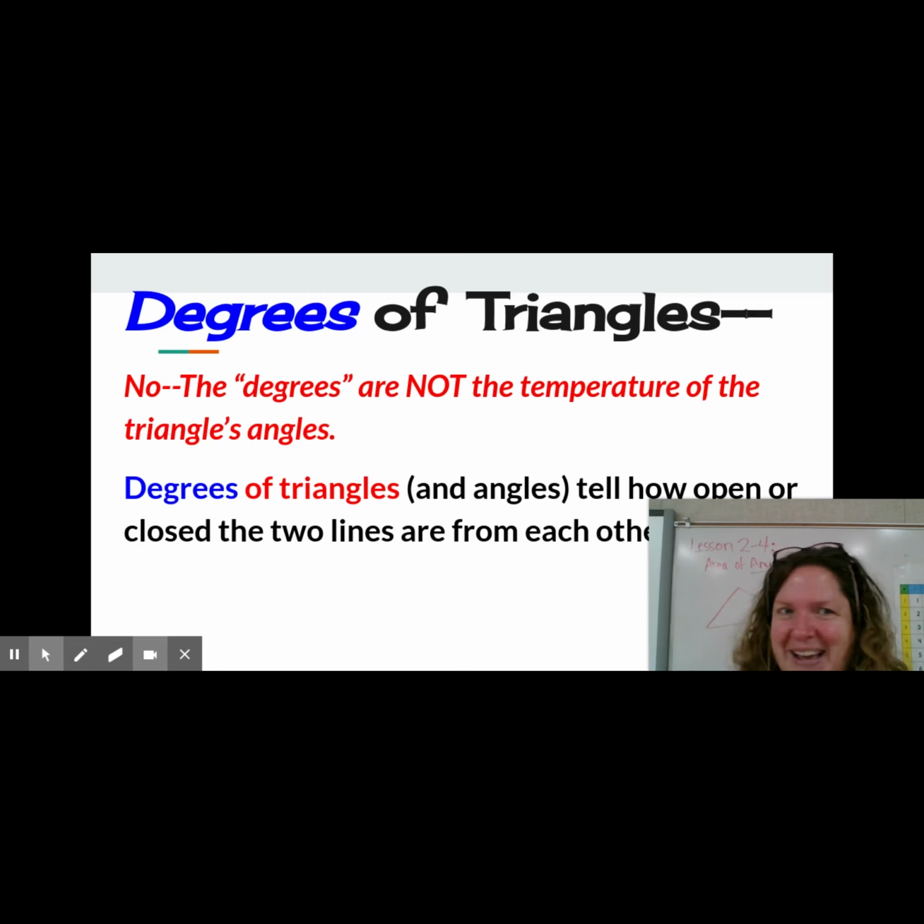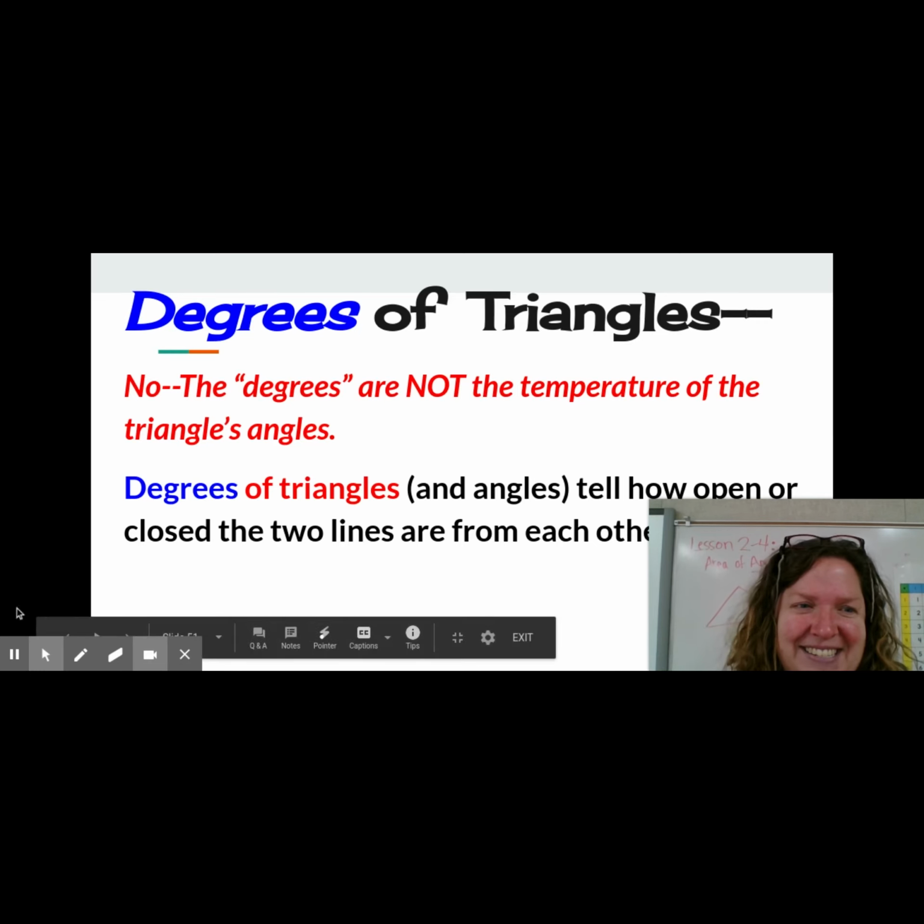The degrees of a triangle are not the temperature. It's nothing to do with temperature. We use the same word, degrees. We would talk about the degrees of a triangle or the degrees of an angle, but it tells how open and shut two lines are from each other. It has nothing to do with how hot or cold something is.